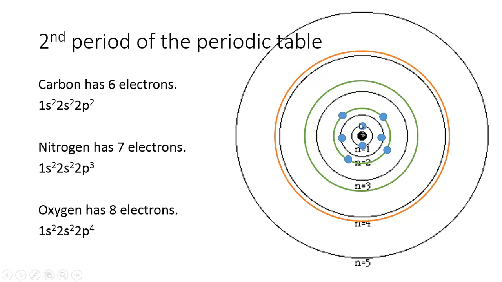Oxygen has 8, 1s2, 2s2, 2p4. When you add up these superscripts, it should equal the total number of electrons. That's a good way to check yourself.